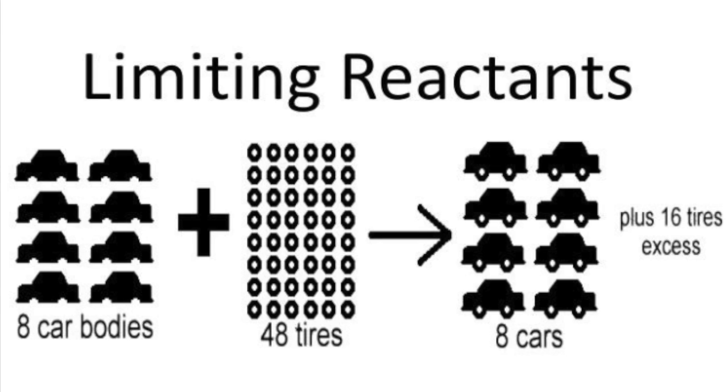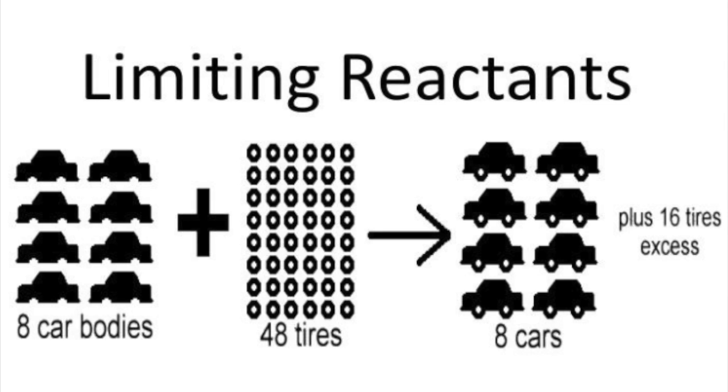The car bodies and the tires represent the reactants that combine to form the products. In this case, it's the car. There are 8 car bodies and 48 tires, which total to 8 full cars with an excess of 16 tires. As you can see, the car bodies run out first, making them the limiting reactant. They control the product amount. The tires are the excess due to the fact that there are still some left over after the reaction.